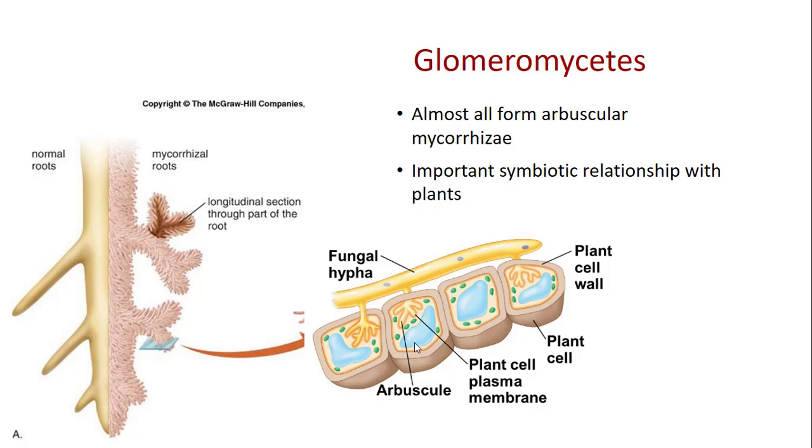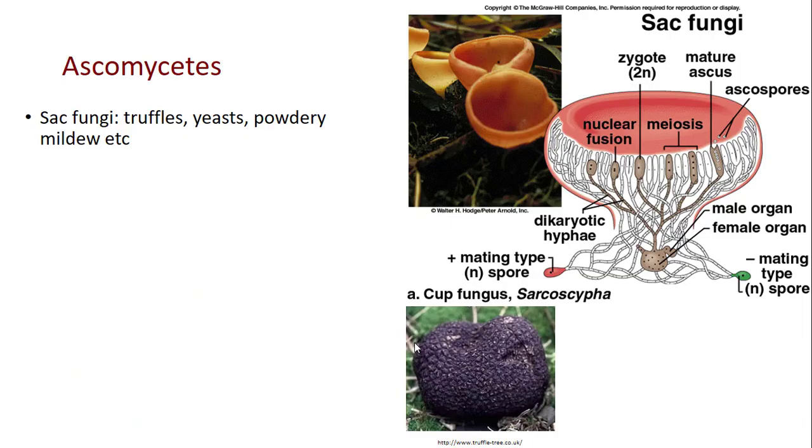Photosynthetic products. The next phylum is the phylum Ascomycota, or in general we call them ascomycetes, and they're known as sac fungi, also known as cup fungi. Cup because the fruiting body of a lot of them looks like a little cup, but not all of them have that. For example, truffles are also in this group.